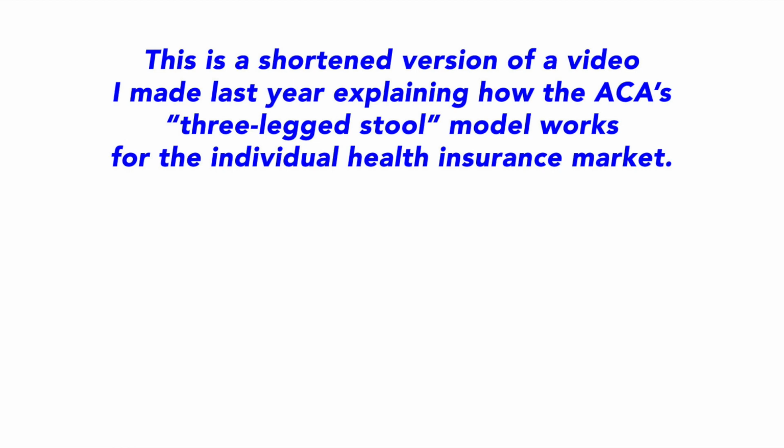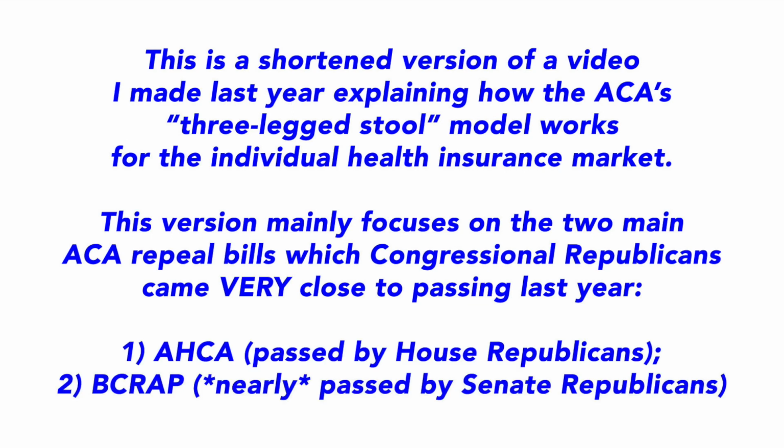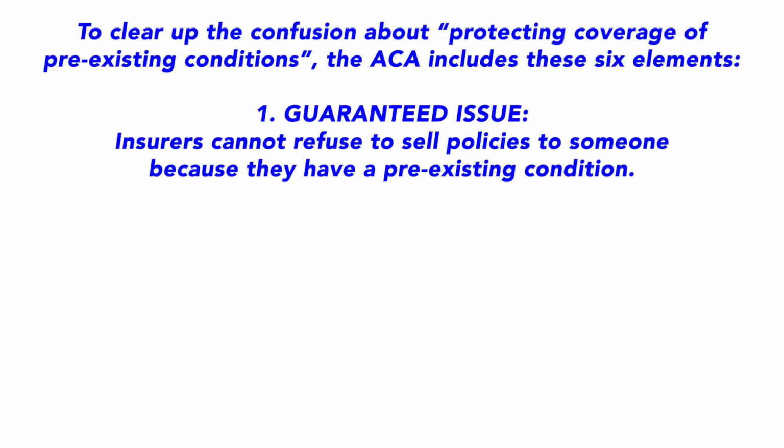This is a shortened version of a video I made last year explaining how the ACA's three-legged stool model works for the individual health insurance market. This version mainly focuses on the two main ACA repeal bills which congressional Republicans came very close to passing last year. First, the AHCA, which was passed by House Republicans, and second, the BCRAP bill, which was nearly passed by Senate Republicans. To clear up the confusion about protecting coverage of pre-existing conditions, the ACA includes these 6 elements.